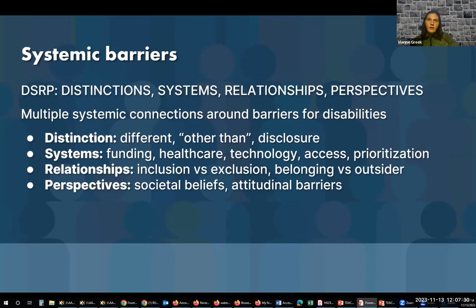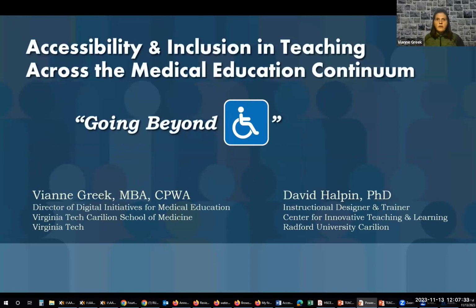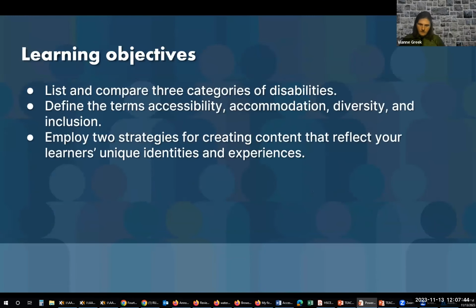And today's talk is trying to talk about accessibility and inclusion and teaching across the medical education continuum. What we're trying to do is go beyond the blue tag. And we're going to do that by broadening what the word disability actually means. So our learning objectives are to list and compare 3 categories of disabilities, define the terms accessibility, accommodation, diversity, and inclusion. And then your challenge is to employ 2 strategies for creating content that reflect your learners' unique identities and experience.